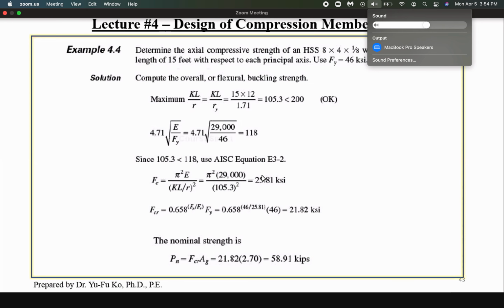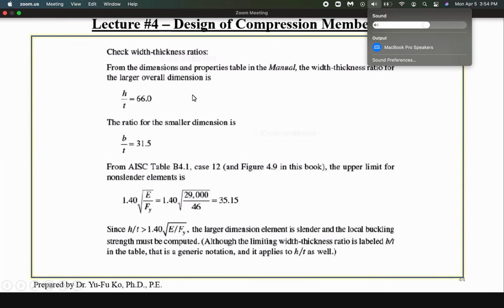No, sir. Okay. Now, the next step, like I said, if you see HSS problems, most likely you need to check the slenderness of local buckling for each element. So from part 1 of the manual, you will get two values. One is h over t, another one is b over t. So the HSS, let me briefly draw. It will look like this, because this is a rectangular shape, 8 by 4.